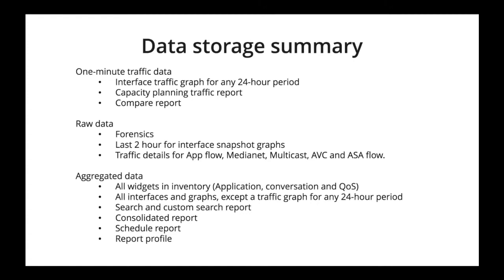You can also see the last 2 hours of your interface snapshot graph with the help of raw data. You can drill down to the traffic details such as application flow, MediaNet, multicast, AVC, and ASA flow with the help of raw data. The next is aggregated data. You can see all the widgets in your inventory such as applications, conversations, and QoS. You can also see all the interfaces and graphs more than 24 hours. You can drill down to the reports such as search and custom reports, consolidated reports, schedule reports, and report profile, which we will cover in the next slides.